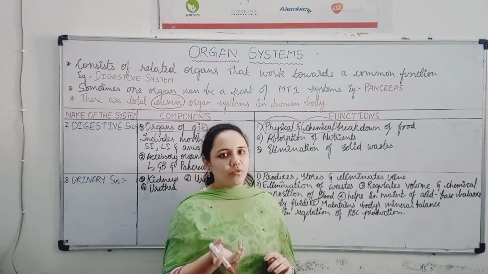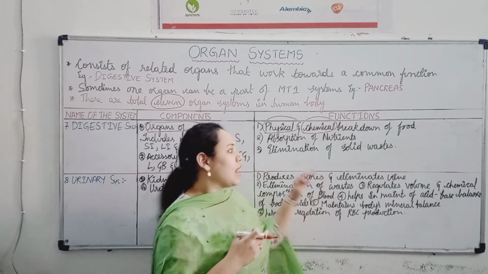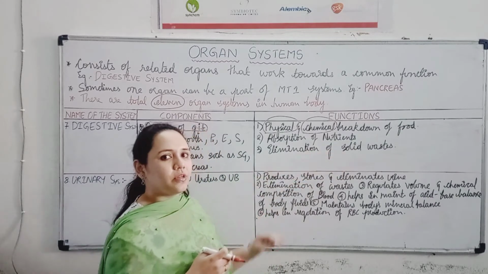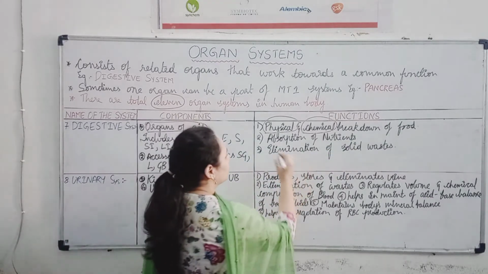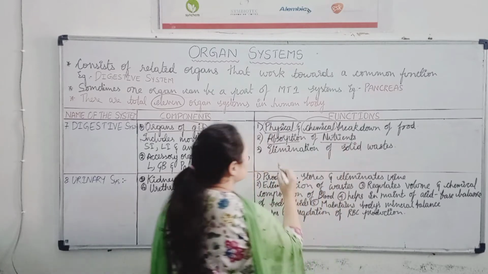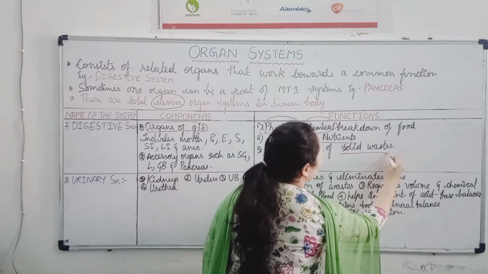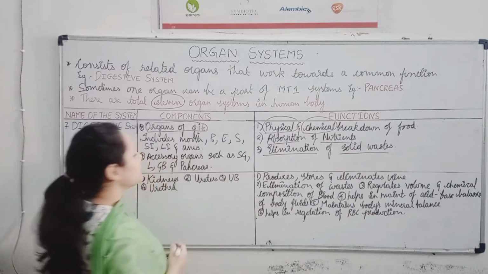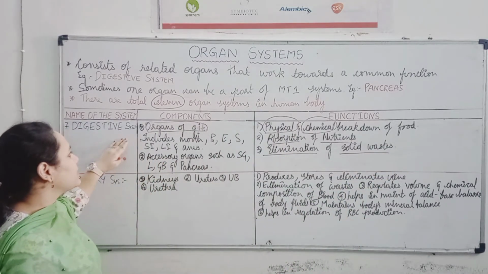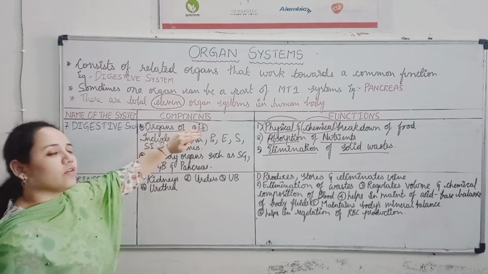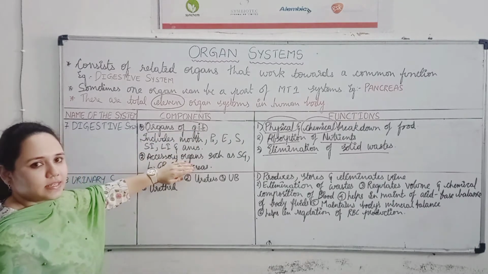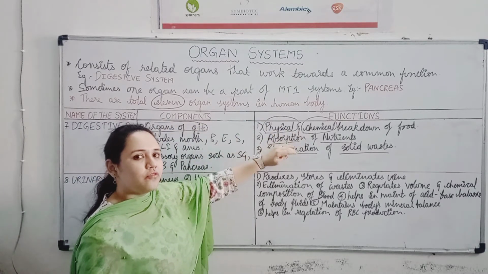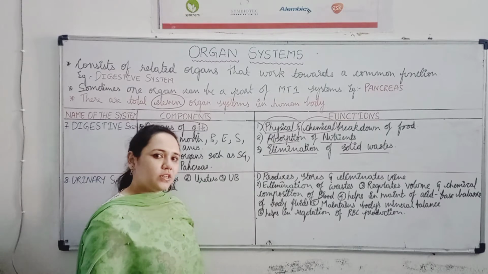and also to remove the waste products. So absorb what is basically good for the body and remove what is bad for the body or unnecessary for the body. So absorption of nutrients and elimination of solid waste, that is in the form of feces. So this is about digestive system. Digestive system basically consists of gastrointestinal tract and accessory organs. Its function is breakdown of food, absorption of nutrients and elimination of solid waste.